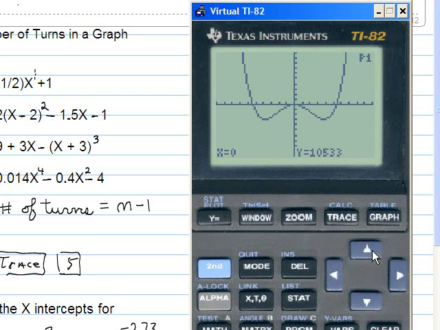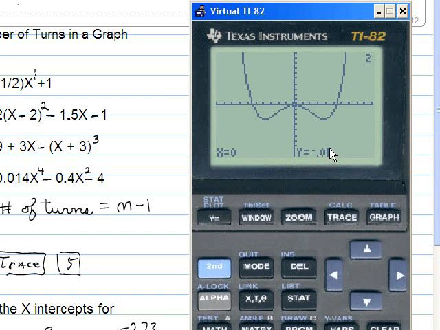Let's see. Let me go up. There we go. It says y equals negative 0.08. So that's telling us that this is actually below the axis and that we're not really getting an intercept here, if that's the highest point. But now there could be a higher point to the right or left.